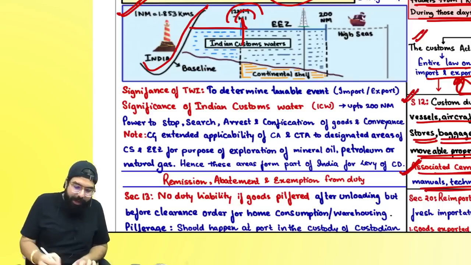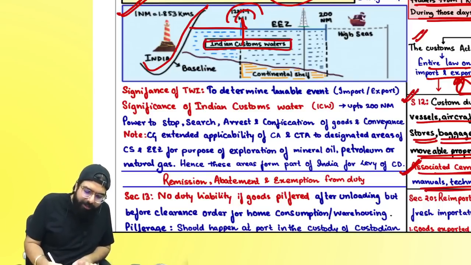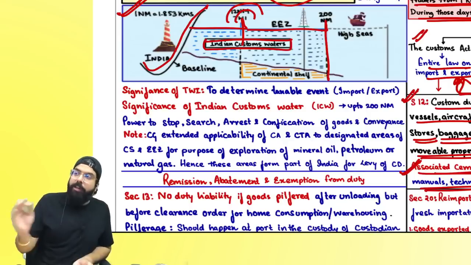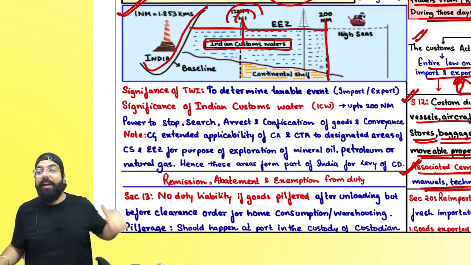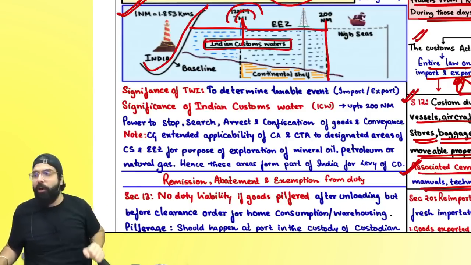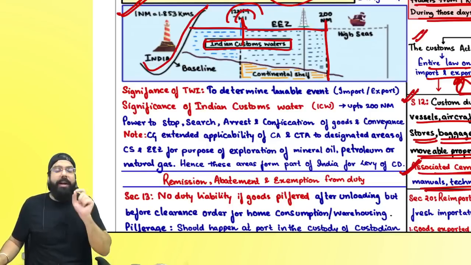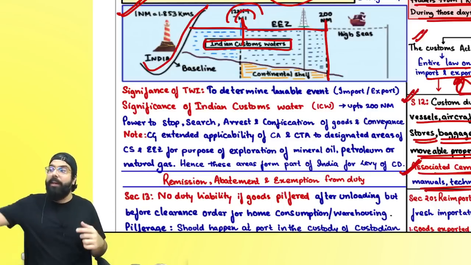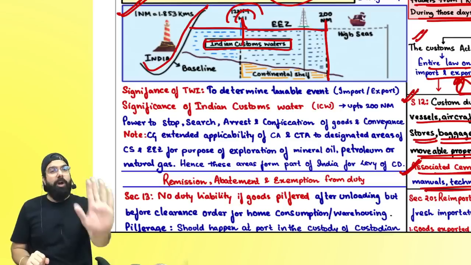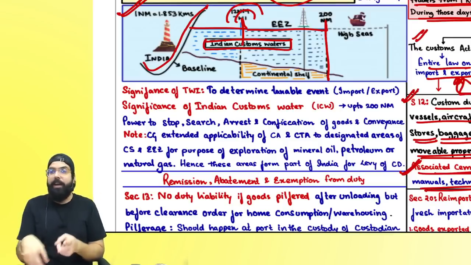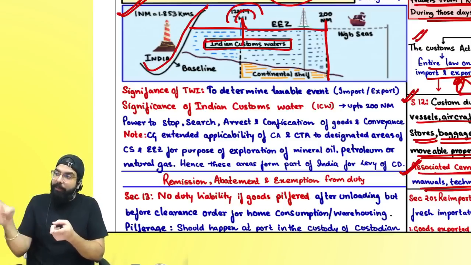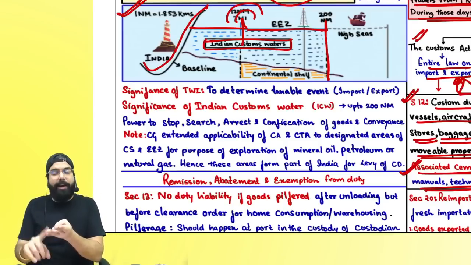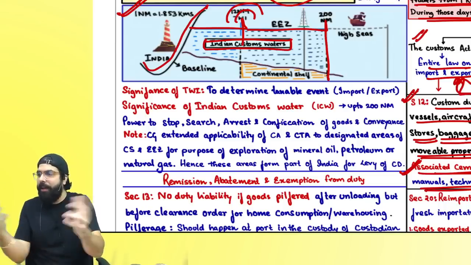Right, everyone? Then we have something called Indian custom waters, which extend up to the exclusive economic zone, basically up to 200 nautical miles. The significance of Indian custom waters is that the officers of Indian customs have power up to the Indian custom waters. They can stop any ship and search any ship. If they find any violation, they can arrest a person and also confiscate the ship and the goods over there.